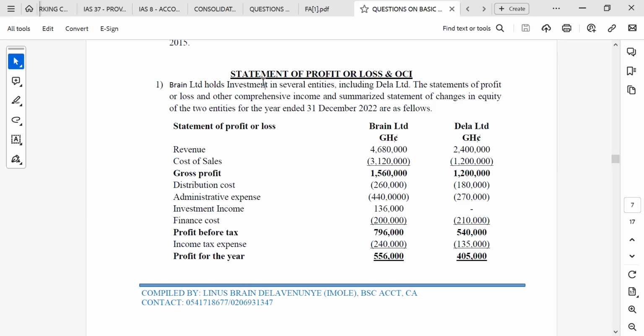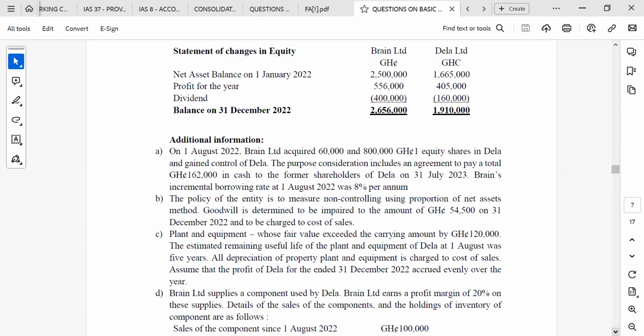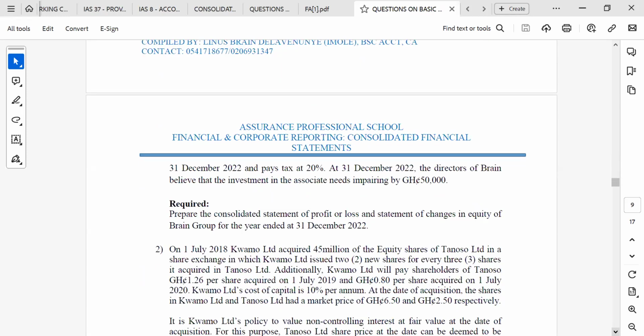Question number 1, who is the parent? Green. So you don't have to do anything else. Just ask yourself, what is the requirement? They are asking you to prepare a consolidated statement of profit or loss and statement of changes in equity of Brain Group for the year ended 31 December 2022. So don't waste time. Just put the heading there and pick the parent figure first before you look for the date of acquisition.